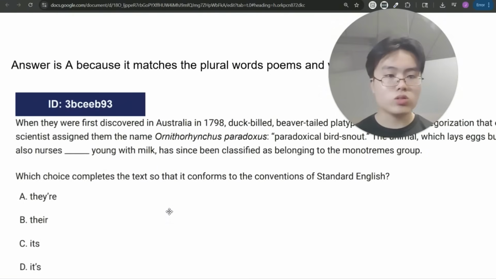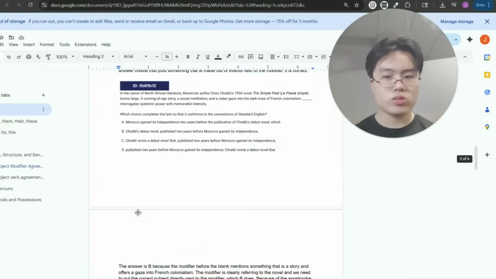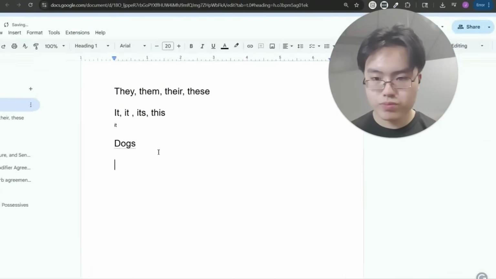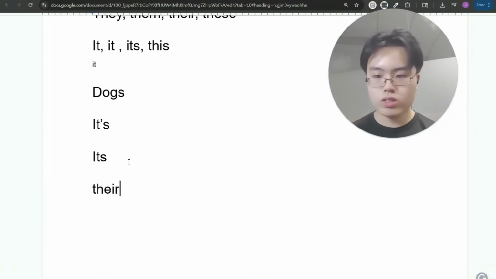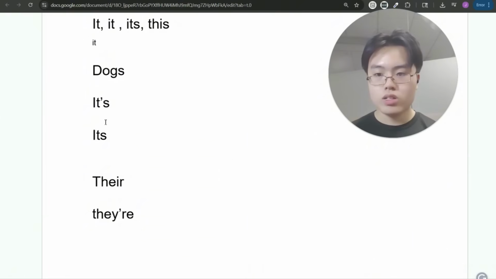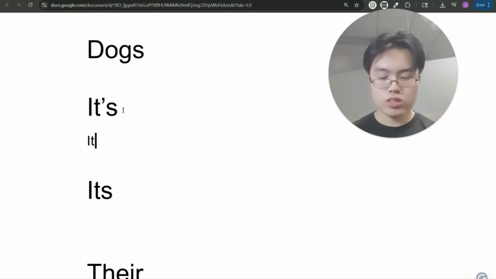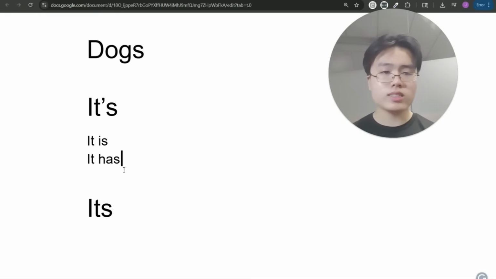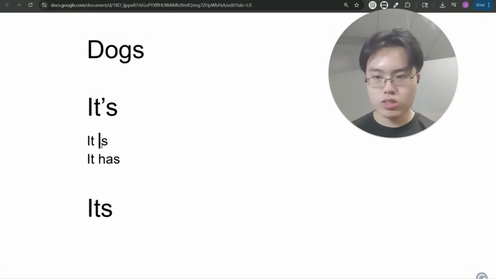So you have to know the difference between there and it's and its. So I'll go over that real quick. Okay, so it's and its, as well as they're and their. Okay, what's the difference? So the one with the apostrophe is going to be a simplification of the words it is. Or it could also be it has. Actually, I don't think I've ever seen it actually be it has, but just keep that in the back of your mind. It's just a contraction for it is or it has.